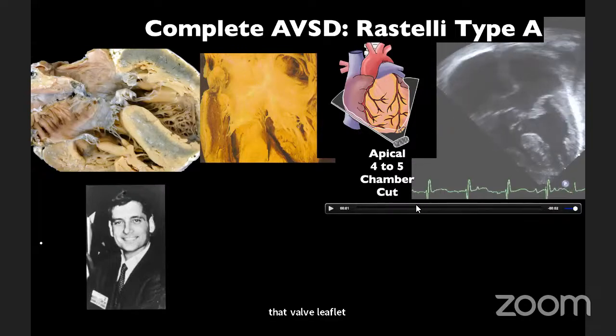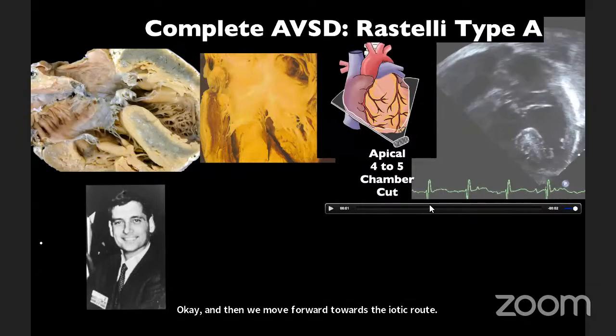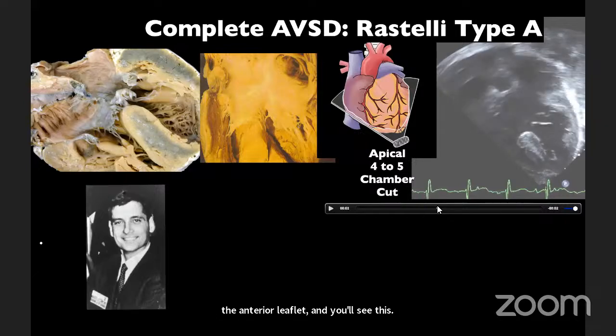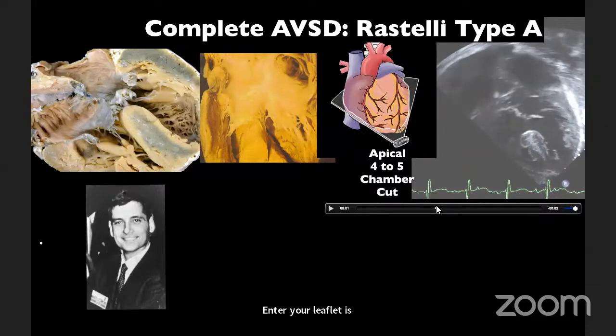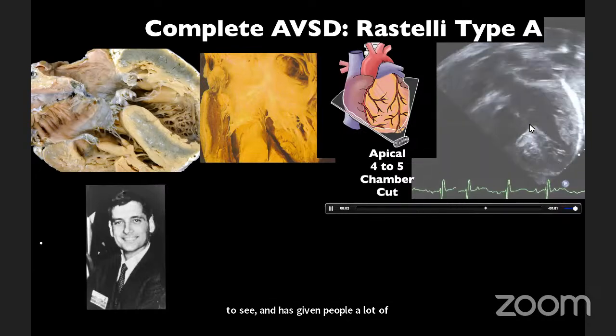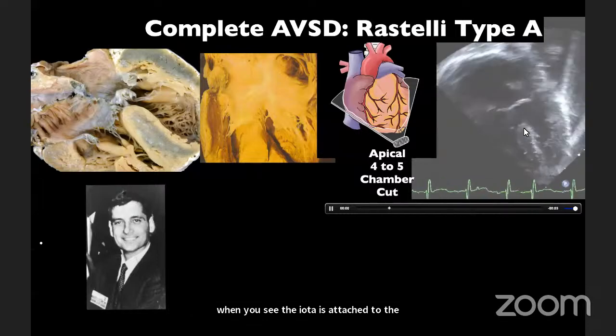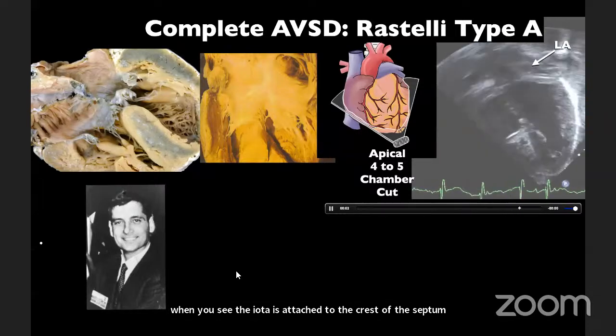Okay, and then we move forward towards the aortic root. As we come into the aortic root, we're now looking at the anterior leaflet, and you'll see this anterior leaflet is attached to the crest of the septum there. There are tendinous cords attached to the crest of the septum. So this is the anterior leaflet. It's not a very easy thing to see and has given people a lot of problems. But you can clearly see that this anterior leaflet, when you see the aorta, is attached to the crest of the septum. So this is a Rastelli type A lesion.